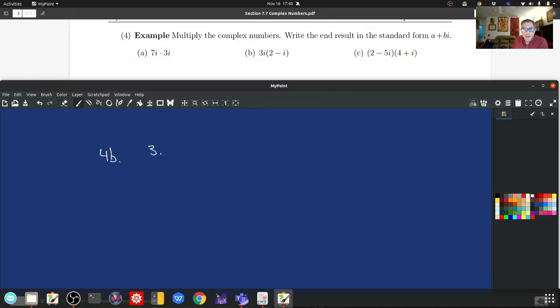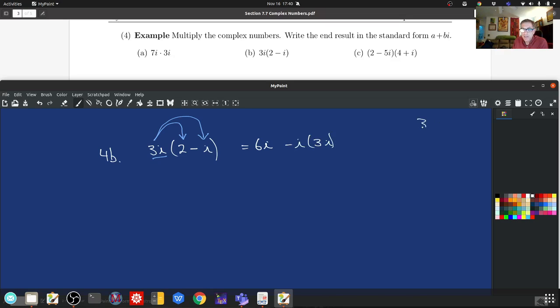So 3i times 2 minus i. Again, distribution. All of the properties of the real numbers hold. So I'm going to take my 3i and multiply it by 2, and take my 3i and multiply it by minus i. So this is equal to 3i times 2. Well, 2 times 3 is 6. That's 6i.